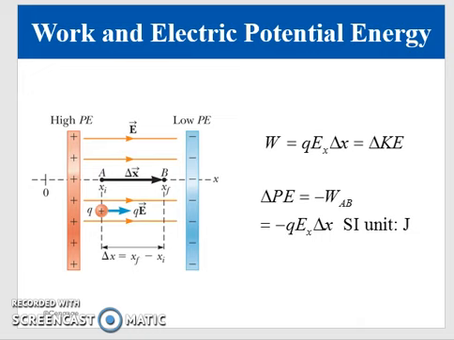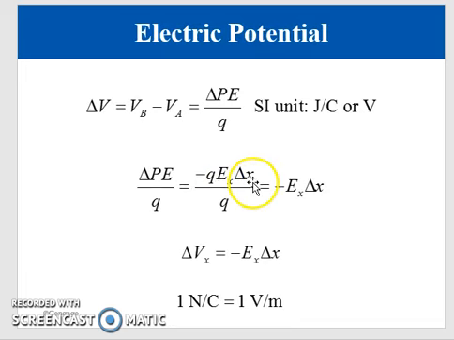And so if I take that change in potential energy, negative QE delta X, and I divide it by the charge Q, then I just get negative E times delta X. And so in a simple uniform field, the change in electric potential is simply the negative of the electric field times the displacement the charge Q will experience.